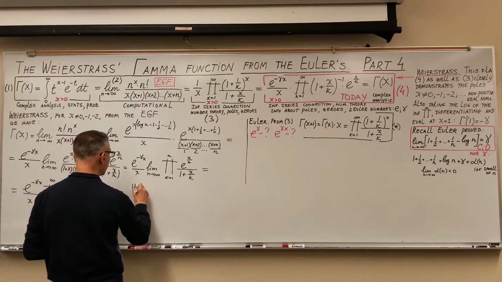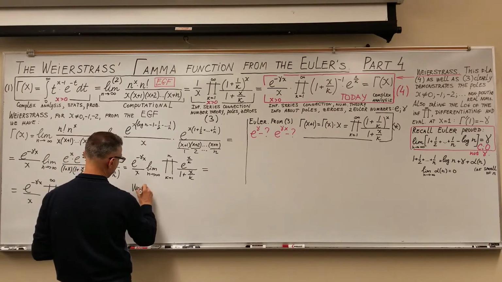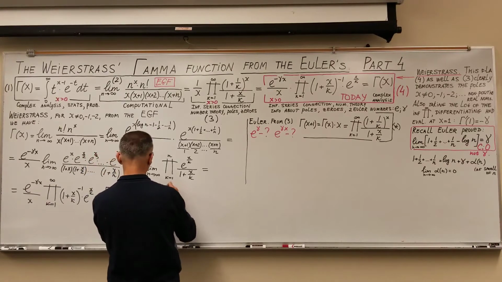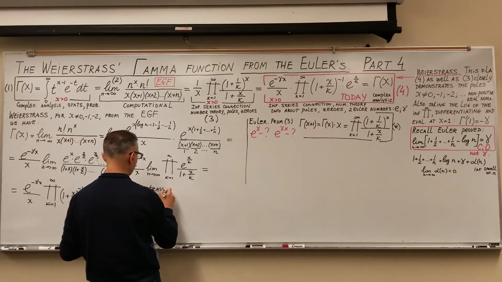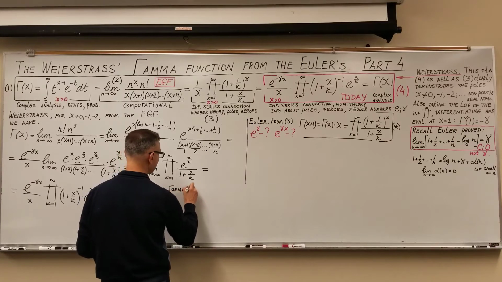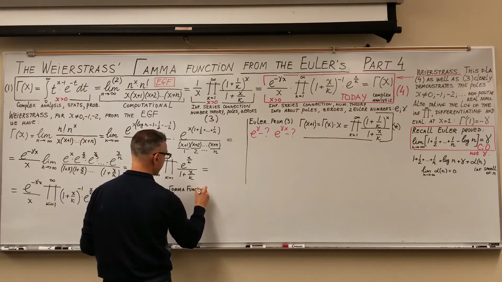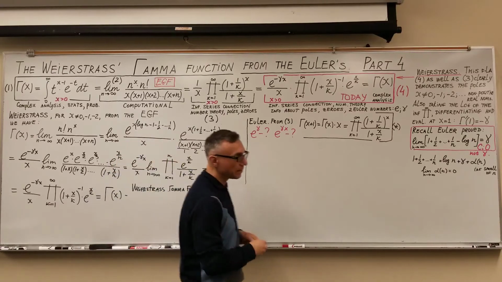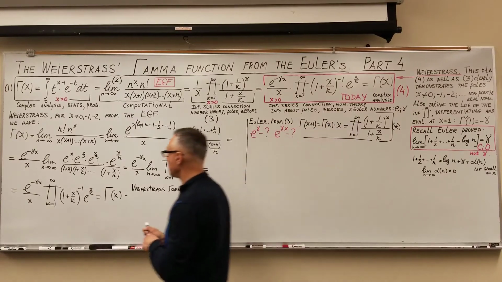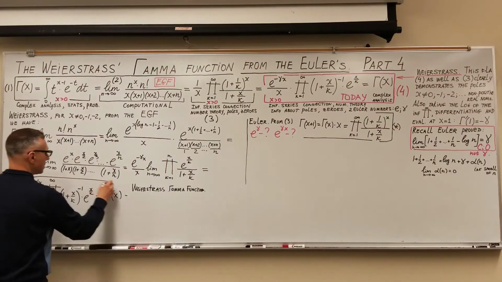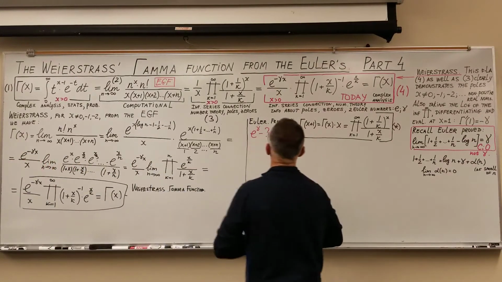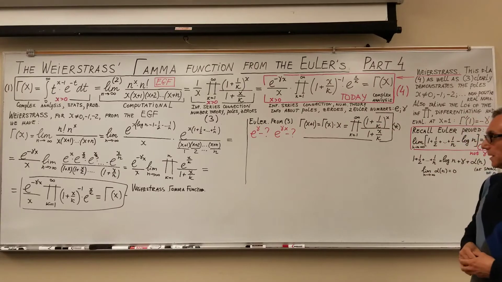This is the Weierstrass gamma function. Exactly, we just arrived at that formula. The gamma function, the Weierstrass version of it. I hope that's clear.